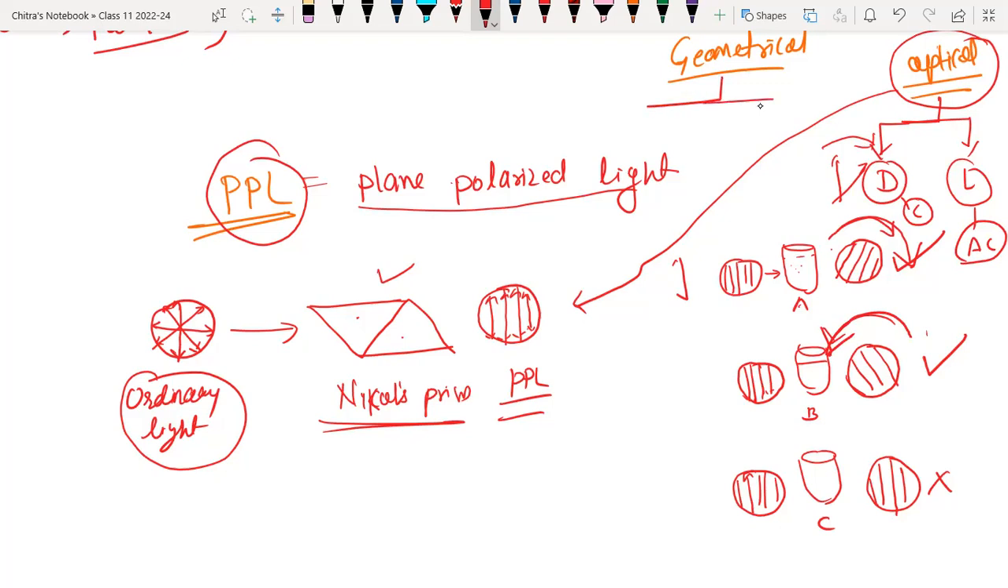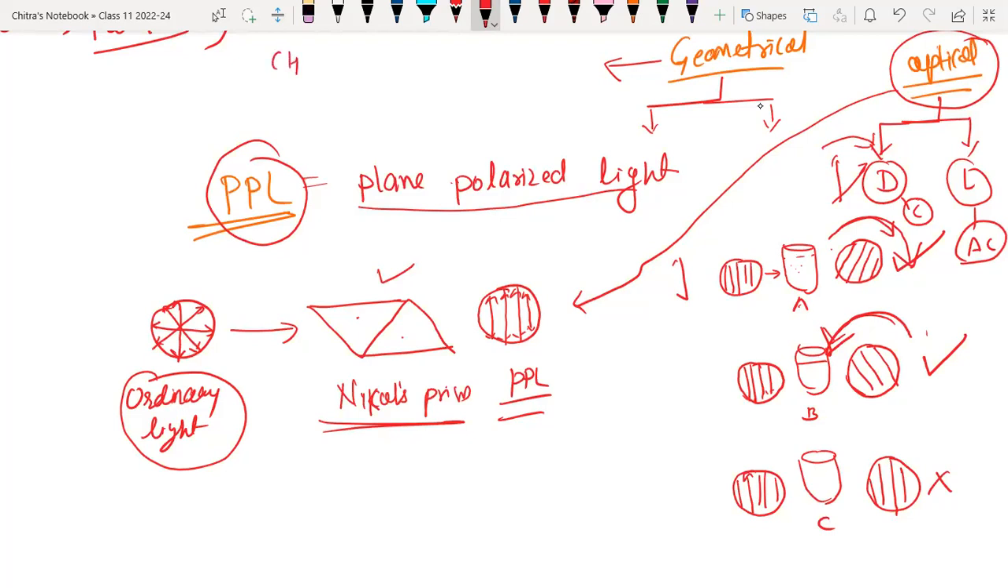Any idea about geometrical isomers? Let me explain in short. These geometrical isomers arise due to restriction in rotation along a carbon-carbon double bond or triple bond. But we are going to understand only the carbon-carbon double bond, because for the triple bond it is not possible to explain. We will understand with the help of the double bond only.